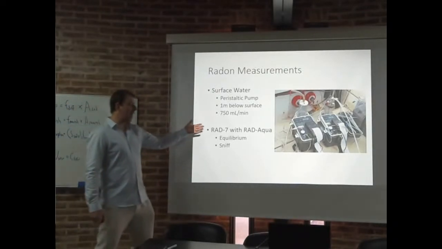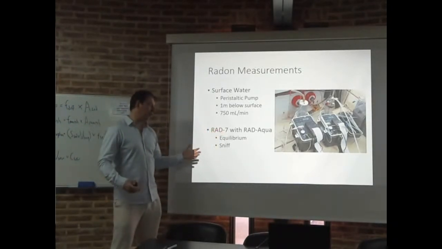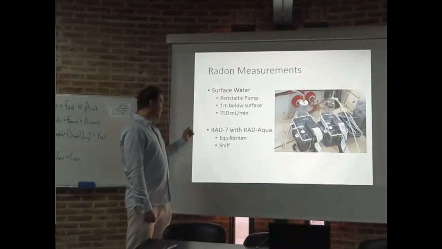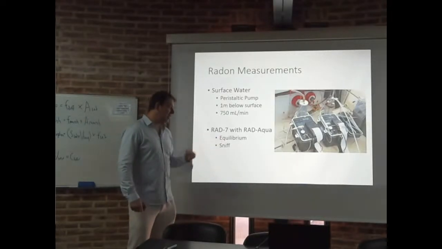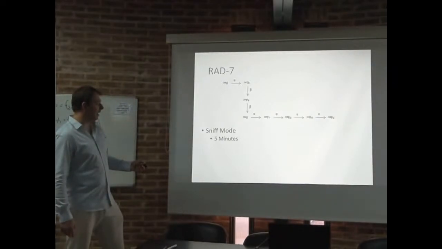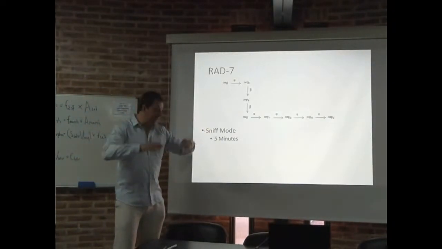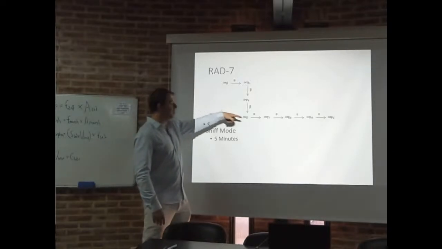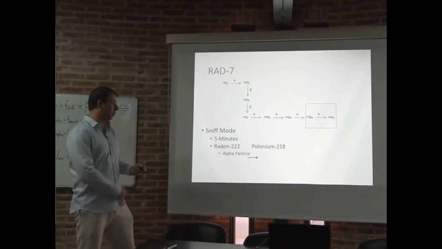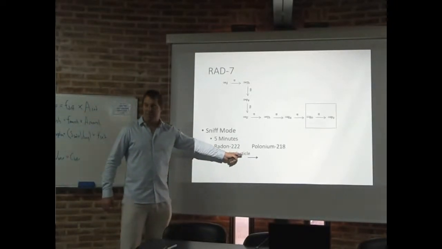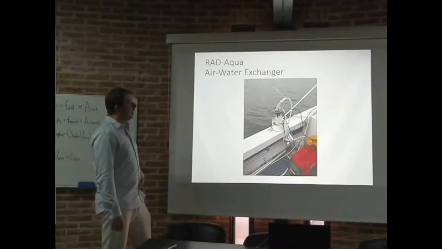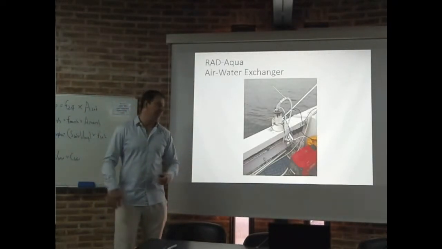And then the RAD 7, which is that instrument I brought you yesterday, measures the radon via this sniff mode, where it pulls the radon into the radon detector and measures the decay of 222 radon to 218 polonium via alpha particles. And so it measures those alpha particles, and then we get an activity.